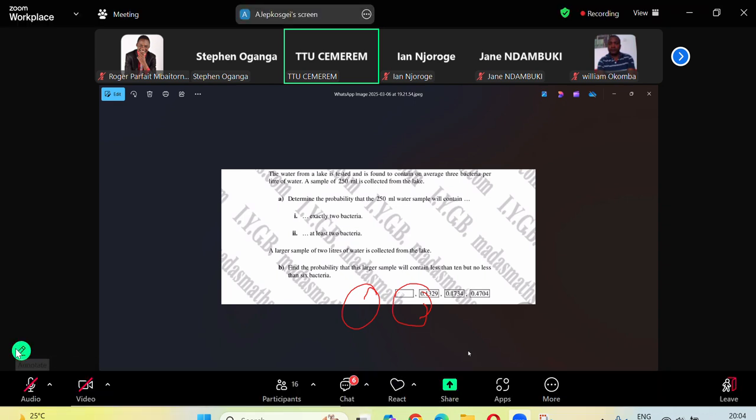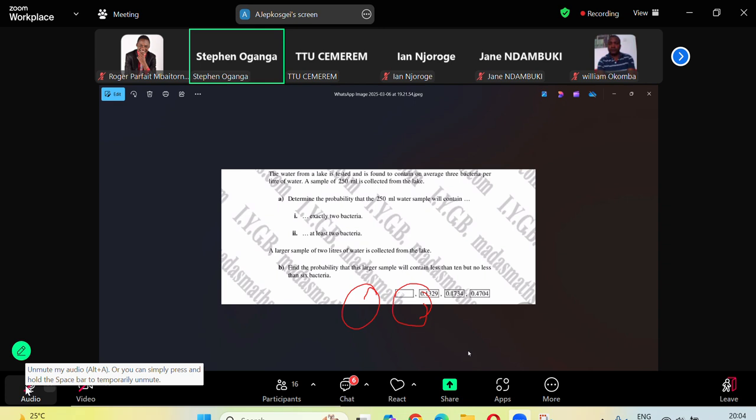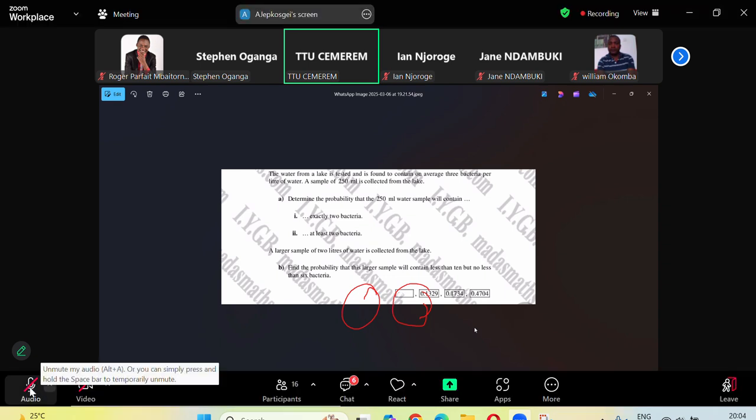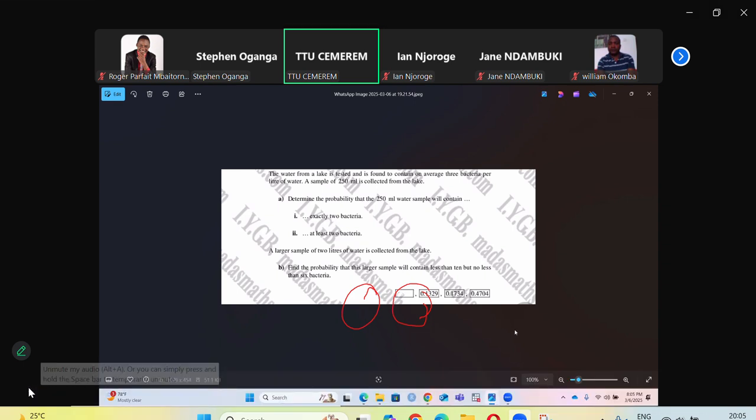Is that okay? Yes. So for Poisson, be careful. The rate might be given for a certain amount, but the question is asking you for a different amount. So you have to rescale the rate appropriately. Please remember that. Is that okay?